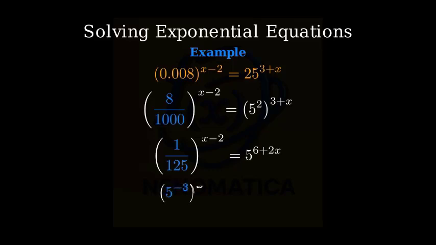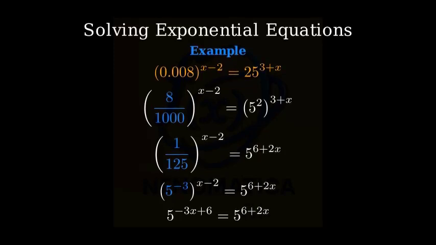Now, we need to express both sides in terms of the same base. Since 125 is 5 cubed, we can write 1 over 125 as 5 to the power of negative 3. So our left side becomes 5 to the power of negative 3, all raised to the power of x minus 2. We can now apply the rule that says when we have a power raised to another power, we multiply the exponents. So the left side becomes 5 to the power of negative 3 times the quantity x minus 2. This gives us 5 to the power of negative 3x plus 6.